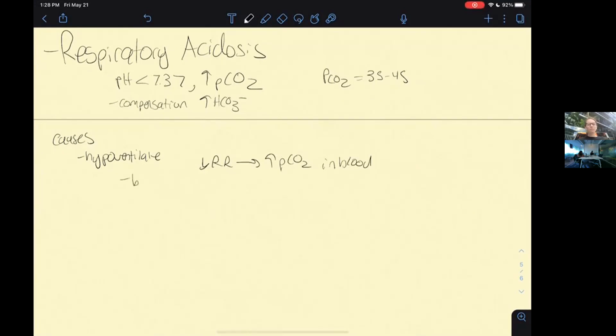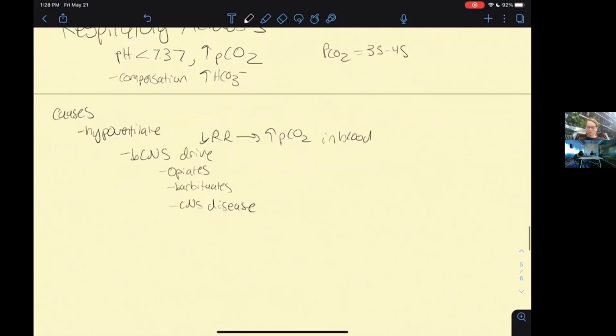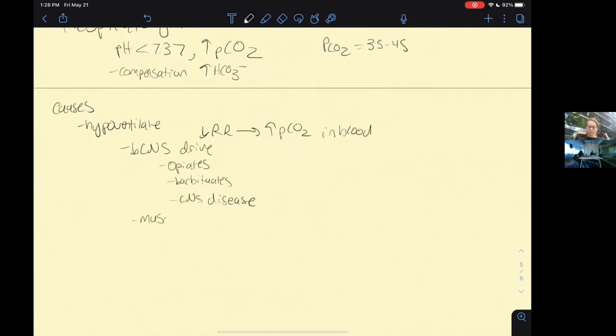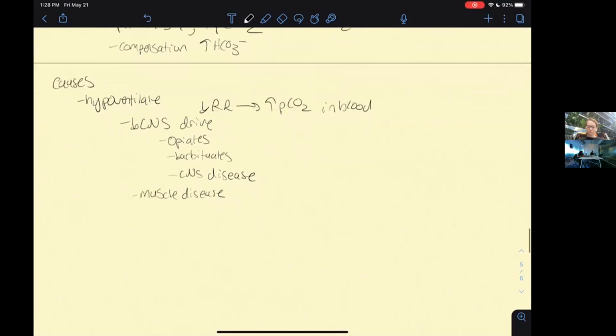hypoventilation occurs. One could be due to decrease in CNS drive. So if you have certain drugs that you'll learn next year, like opiates or barbiturates, or just CNS disease in general, can cause a decrease in respiratory drive. Muscle disease can also cause decreased hypoventilation. And some examples, Guillain-Barré disease, which is something you will learn next semester.